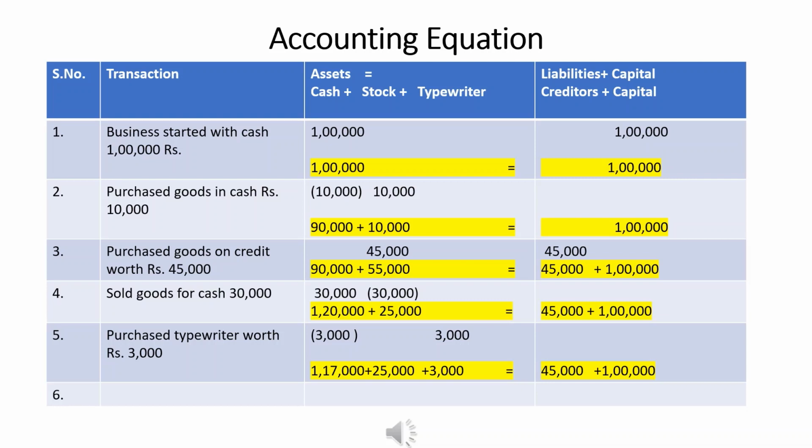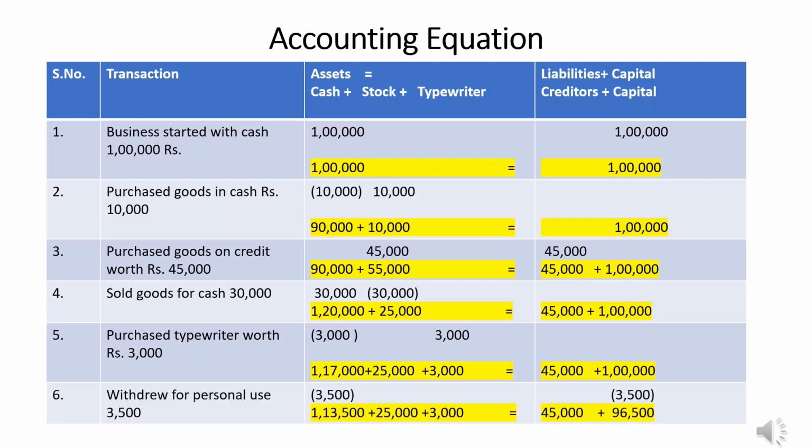So now the total for the left hand side that is asset side is 1,17,000 cash, 25,000 stock and 3,000 typewriter. On the credit side, the balance remains the same, 45,000 as creditors and 1 lakh as capital.